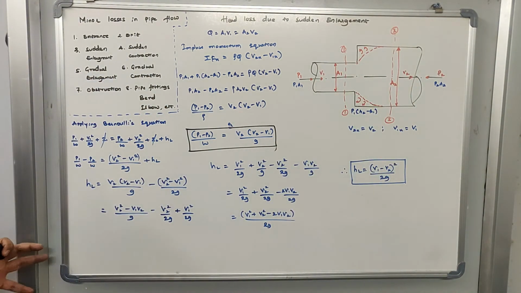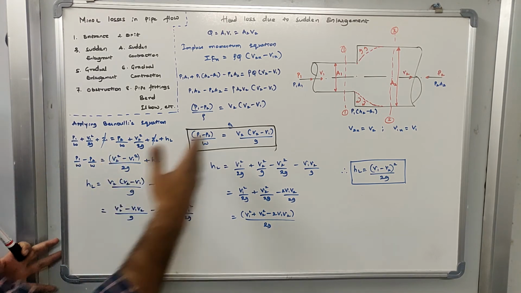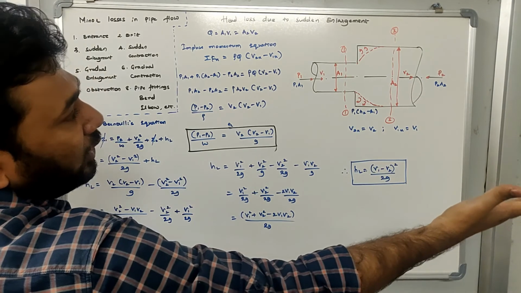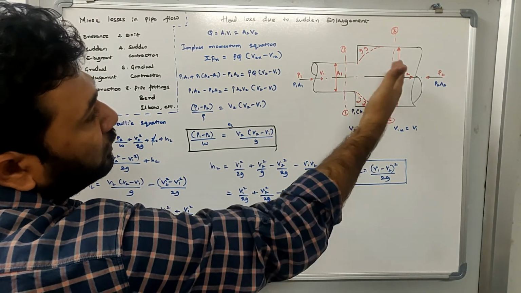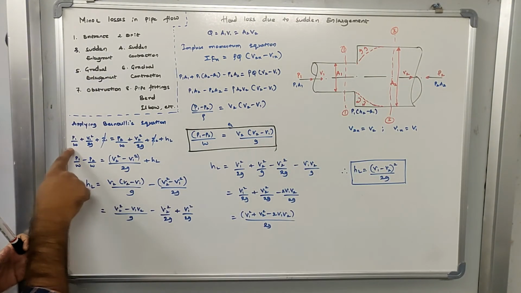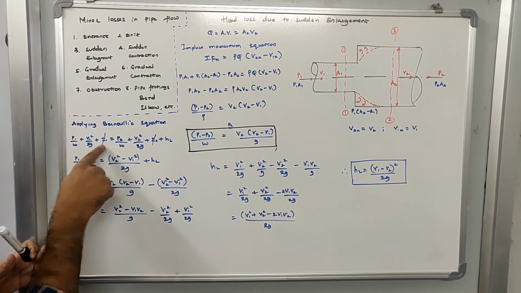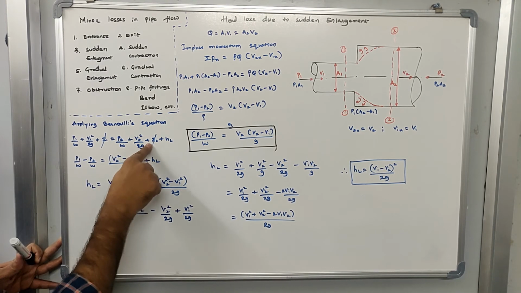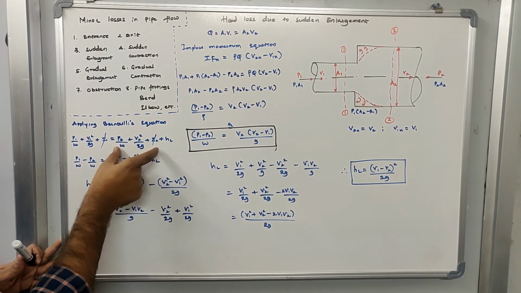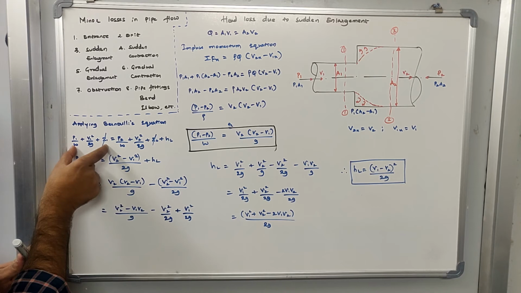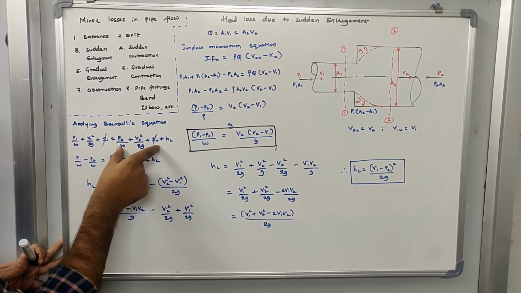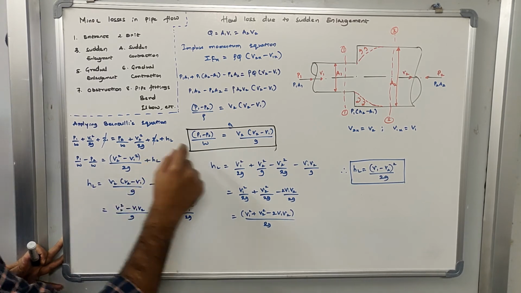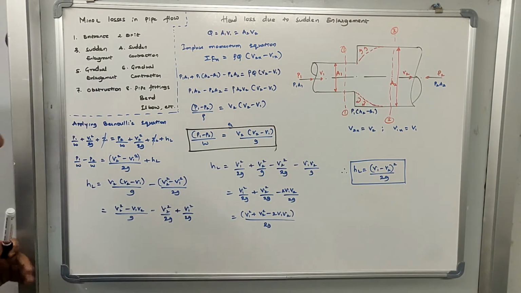According to Bernoulli's equation, the total energy at section 1-1 will be equal to the total energy at section 2-2 plus head loss. What is that head loss? The head loss that is taking place due to sudden enlargement. So P1 by W plus V1 square by 2G plus Z1 will be equal to P2 by W plus V2 square by 2G plus Z2 plus HL. This represents the total energy at section 1-1, this represents the total energy at section 2-2, and this is your head loss, which is basically because of the enlargement that is taking place.